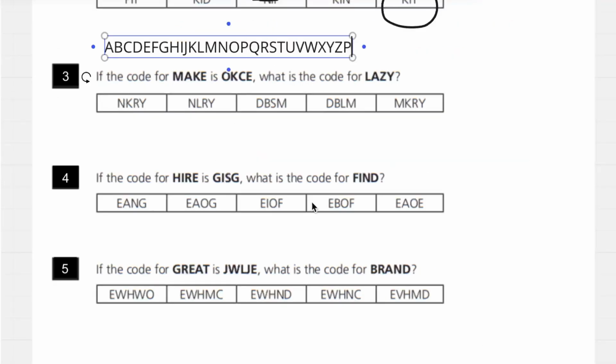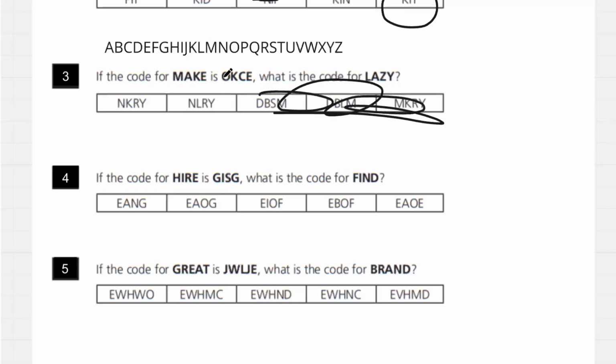So just so I don't have to keep on scrolling up and down, I wrote another alphabet, and we can see here M to O is code for lazy. M to O is going to be +2. L +2 is N at the beginning. Then A to K is going to be 2, 4, 6, 8, 10. A plus 10 is the same one. It's going to be K next. So we're going to get NKRY.